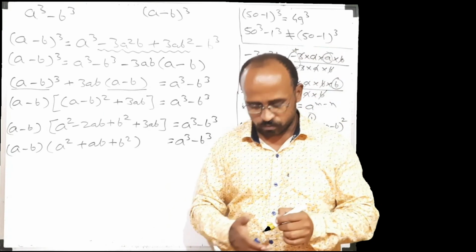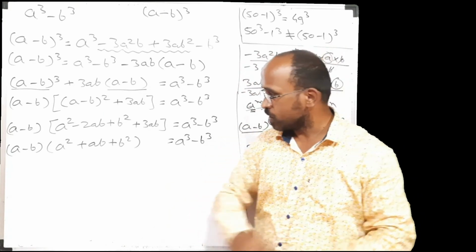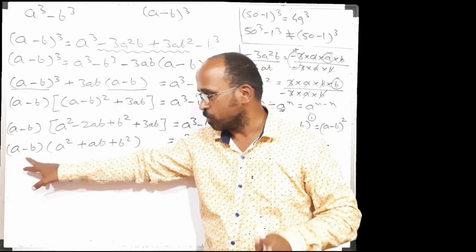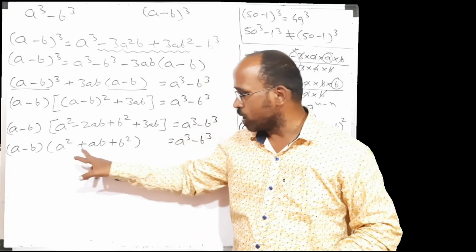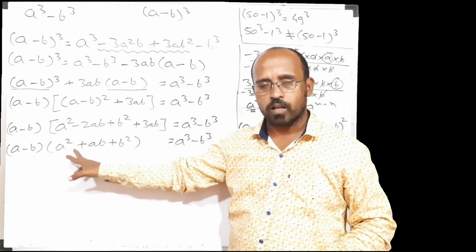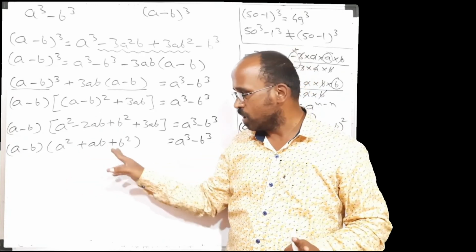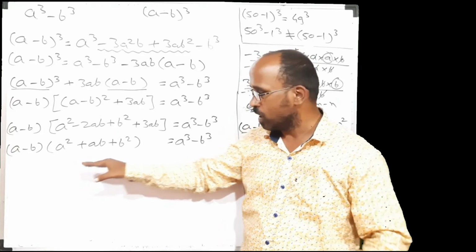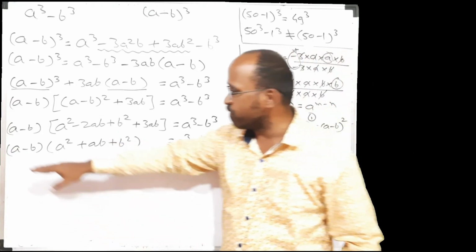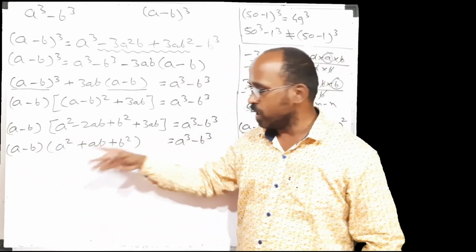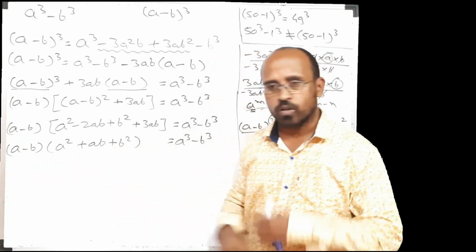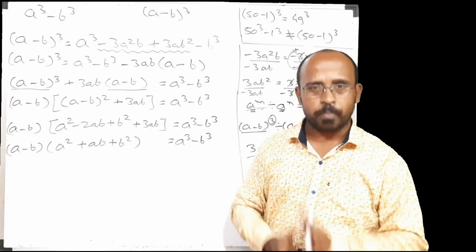Now students, once again apply BODMAS. a minus b, addition, subtraction, multiplication, division, nothing possible, all are unlike. a square plus ab plus b square, all are unlike, addition, subtraction not possible, multiplication, division not given. Okay, applying BODMAS is not possible. Can we find anything common between the first bracket and second bracket? In the first bracket there is a minus b, in the second bracket a minus b is not there. Hence this is our final answer.